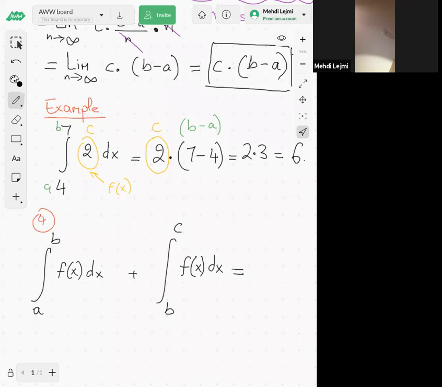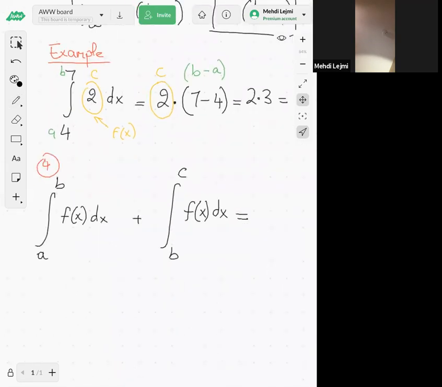So the first integral, it's the same function. We integrate the same function f, but in the first integral we go from a to b, and then in the second integral we go from b to c, right? So the question is, what will be the sum? Well, let's see, what would the interpretation say here?